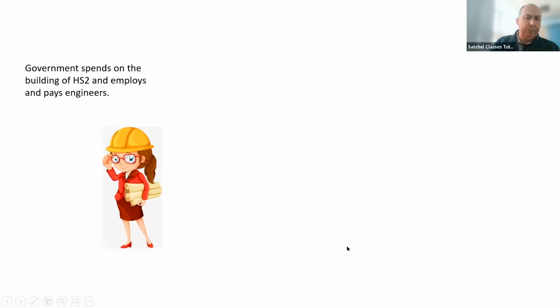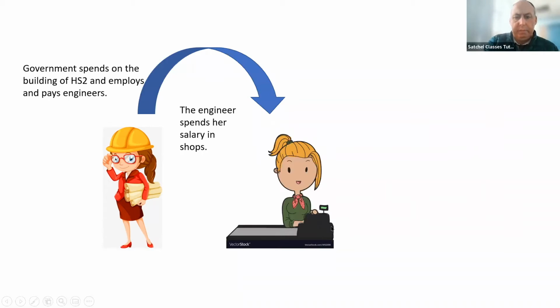So here's an example. We've got an engineer building HS2. She spends her salary in a shop.